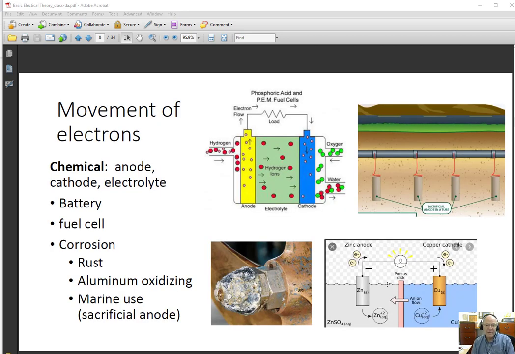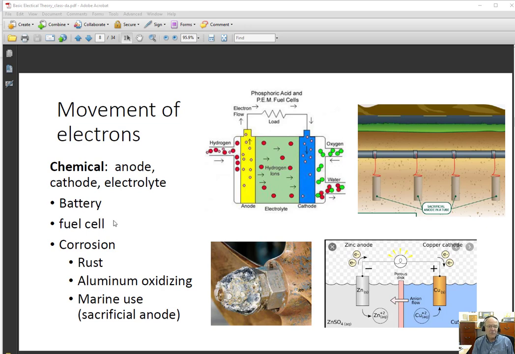Another way is chemical. Now, chemical is obviously with batteries. I don't have a schematic of a battery here, but you have a positive and a negative terminal on a battery. You put electricity into a battery, and then you take electricity out until it stops and discharges. And if it's a rechargeable battery, you put the electricity back in, and if it's not, you throw it away. But it is a chemical process, and it requires what's known as an electrolyte, and it requires an anode and a cathode, which is a different way of saying positive and negative.